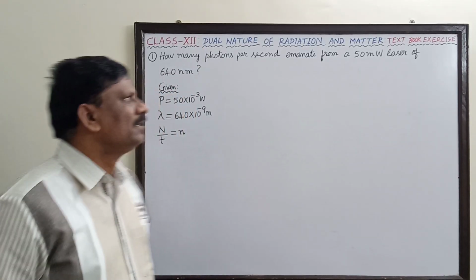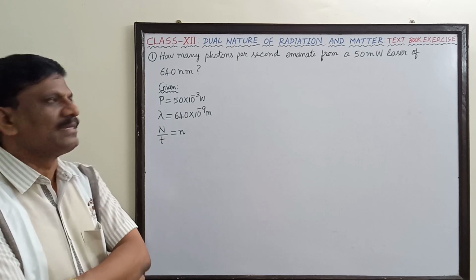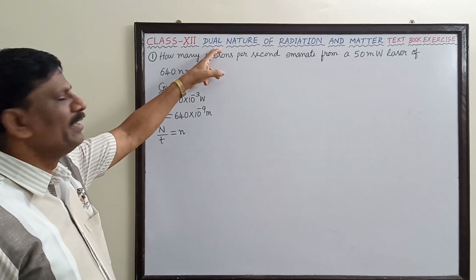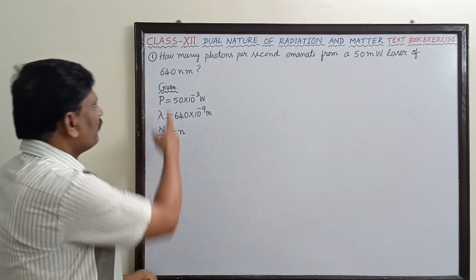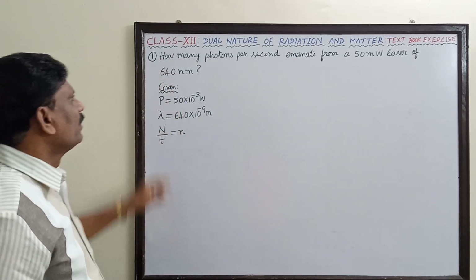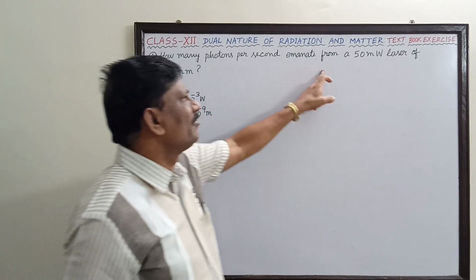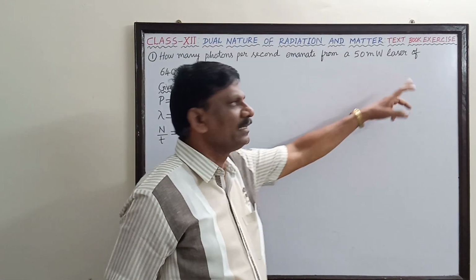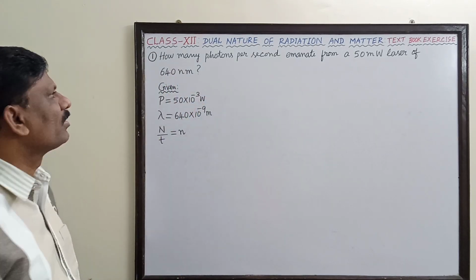Hi students, today we are going to solve the numerical problems given in the textbook exercise, and the chapter name is Dual Nature of Radiation and Matter. Now the first numerical problem: how many photons per second emanate from a 50 milliwatt laser of 640 nanometer?